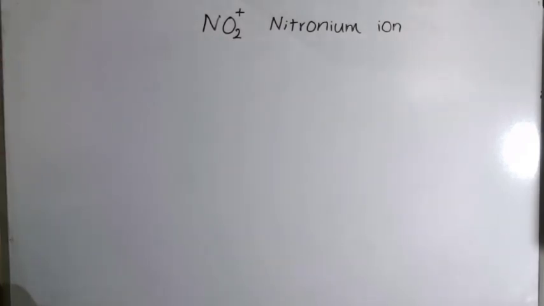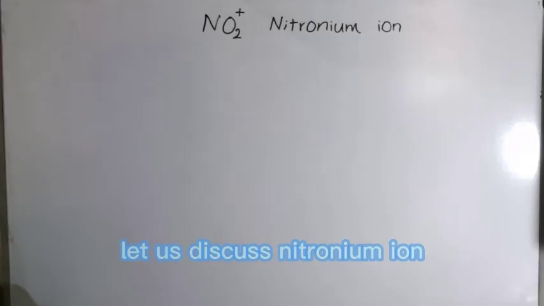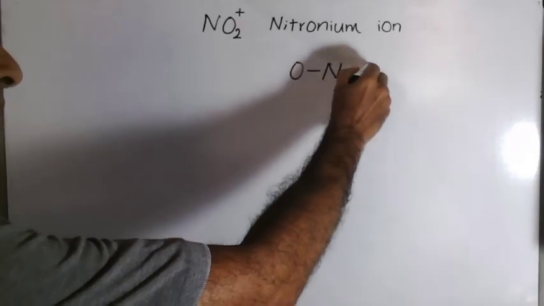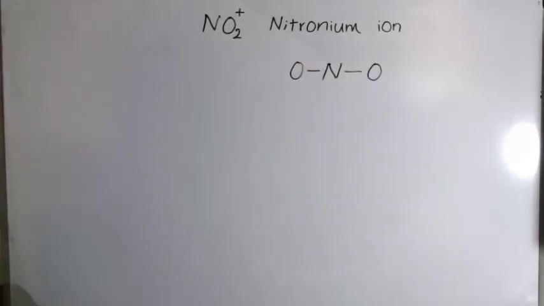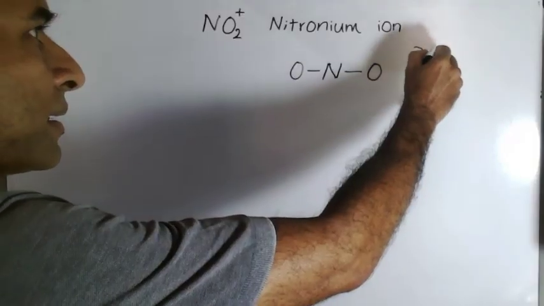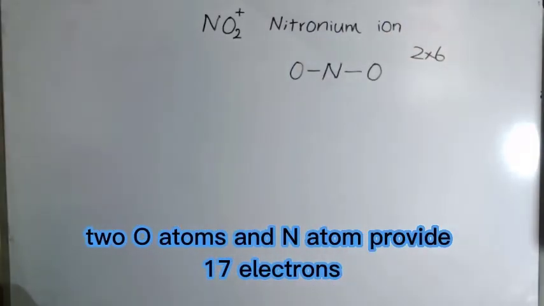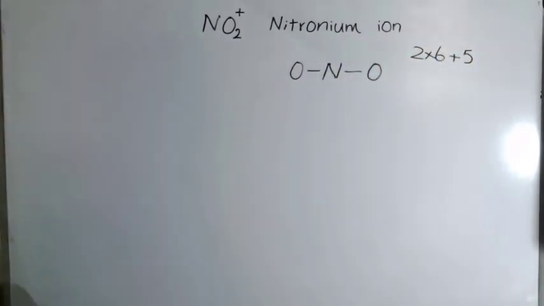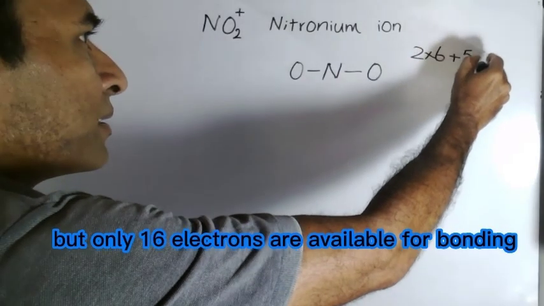In this lesson, we are going to discuss the nitronium ion. Nitronium ion has two oxygen atoms and it has a positive charge. So let us count the number of valence shell electrons. There are two oxygen atoms. They will use 6 electrons from each and 5 from nitrogen. Since there is a positive charge, we have to subtract 1 electron.